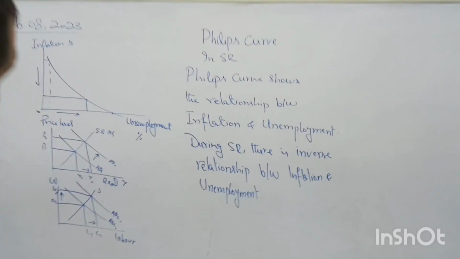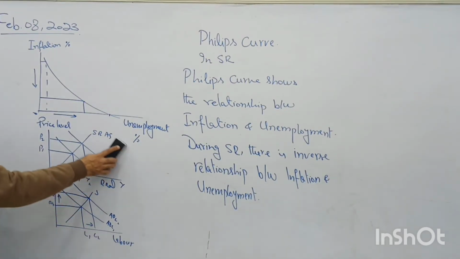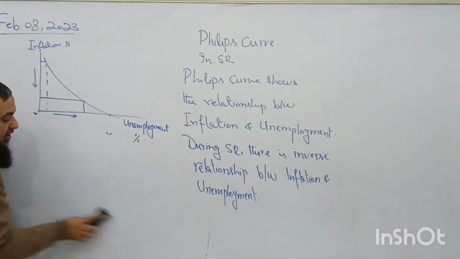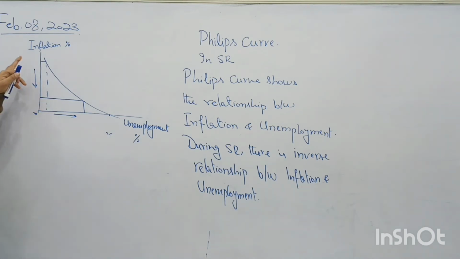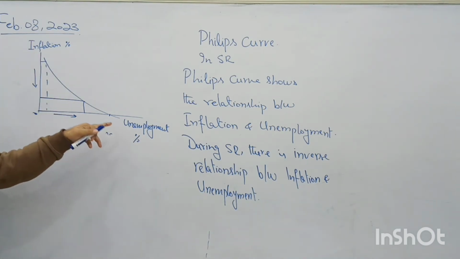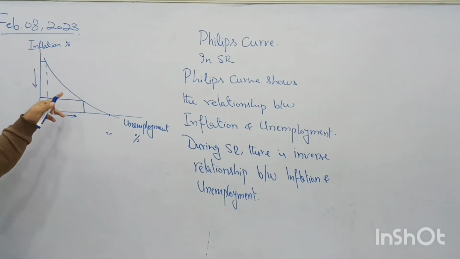Now, I want to draw in front of you the long run Phillips curve. This is according to Keynesian thought. The Keynesian economists say there is going to be an inverse relationship between inflation and unemployment, but this relationship was challenged by the other school of thought, the new classical thought. They say this will not be true for the long run.